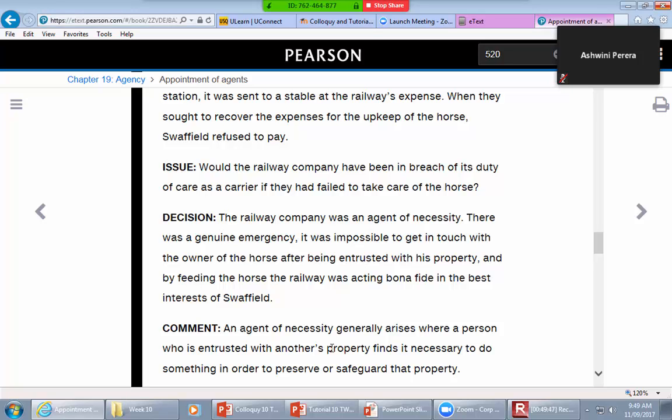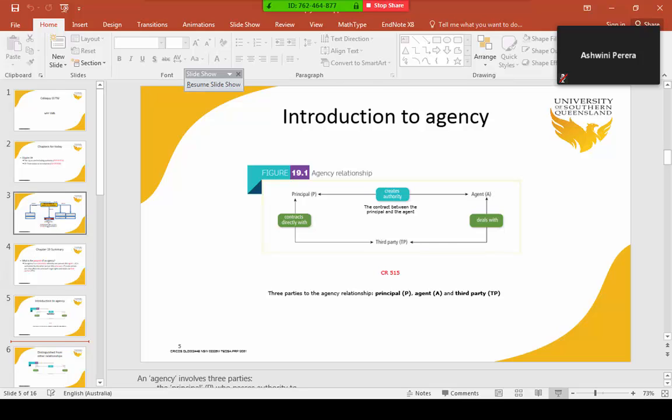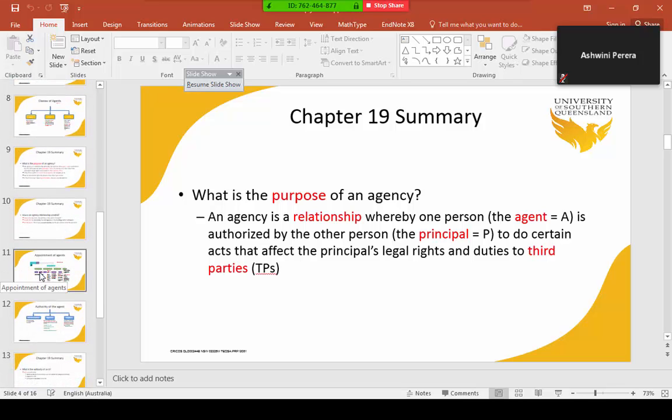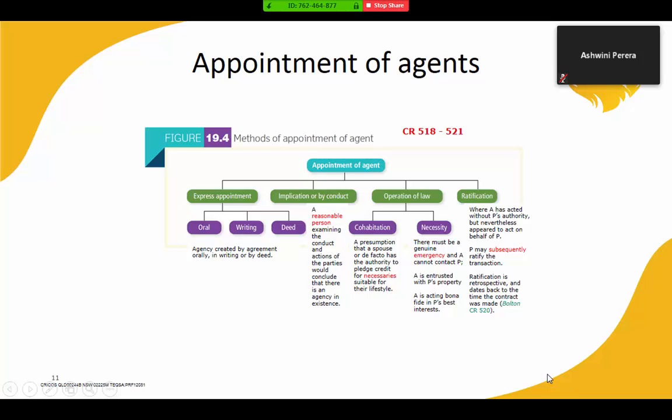The railway company was an agent. And not just an agent. How did they become an agent? Became an agent through necessity. Now remember what we said about how we create agency. So we said there are different ways of creating agency. And the question here, how was that agency, if any, created in the situation? So they looked at it and they said it's actually this one. By operation of law. Okay.